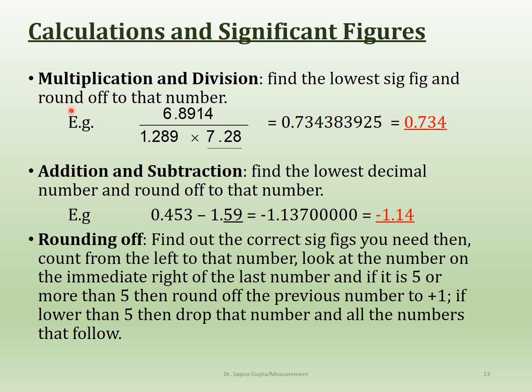Multiplication, division: lowest significant figure. Addition, subtraction: lowest decimal number. That is how you will do calculations in significant figures. And here's a little explanation for the rounding off. You can read it.